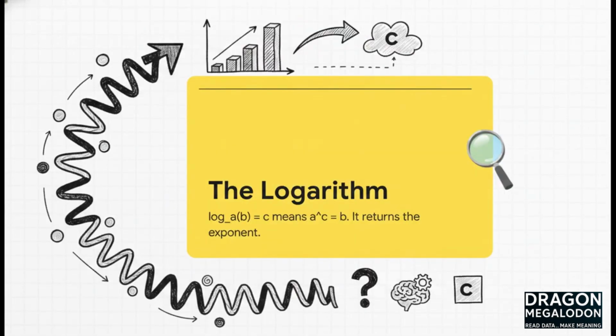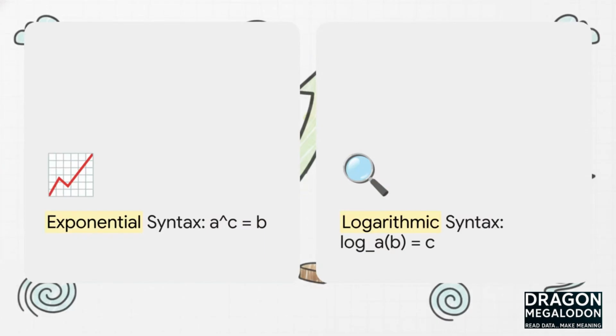This right here is your ultimate reverse engineering tool. When you see the expression log base a of b equals c, it is essentially asking you one highly critical question. It's asking, what power do you raise base a to in order to get b? That's it. The logarithm's entire job, its sole purpose in life, is to isolate and return the exponent as its final clean answer.